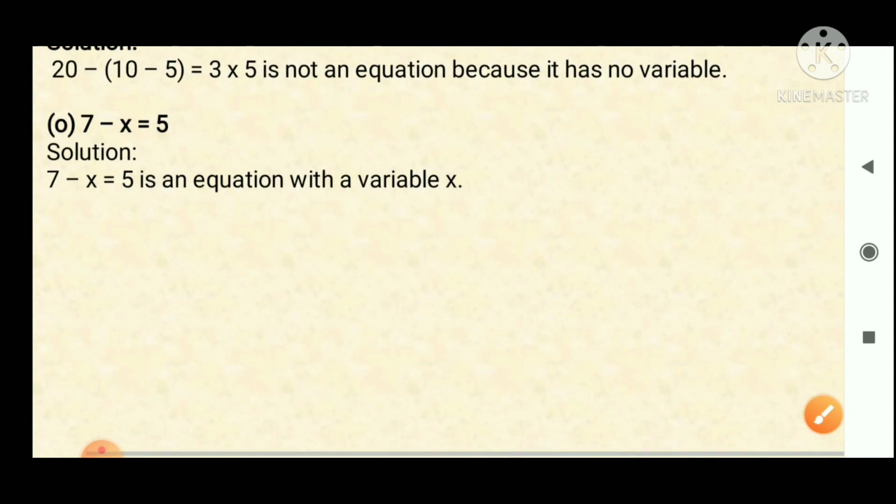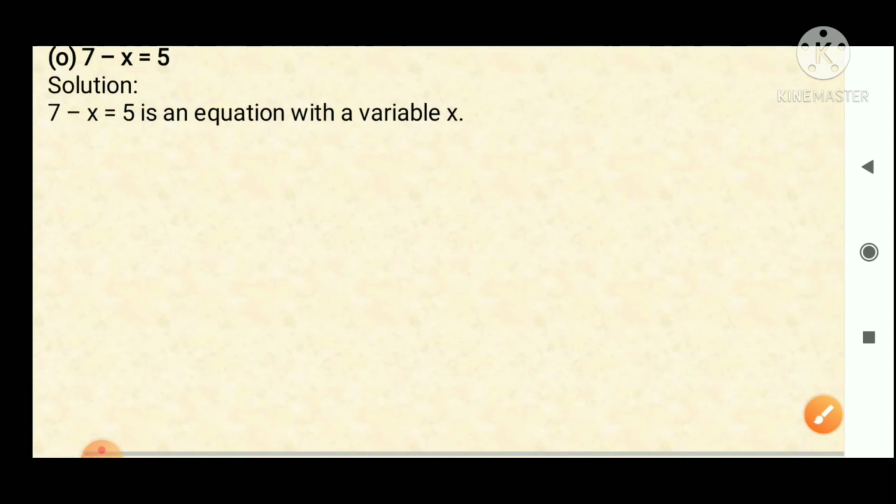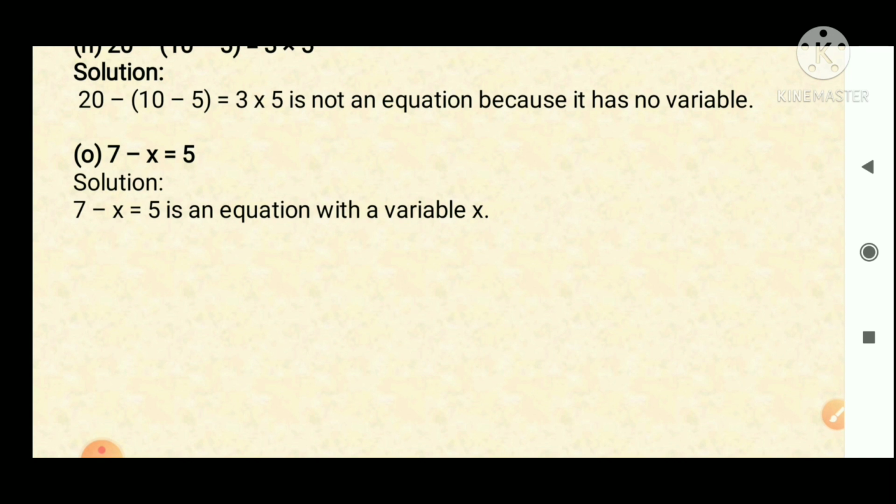In this way, we solved the first question. In that question we had to state the equations with a variable.